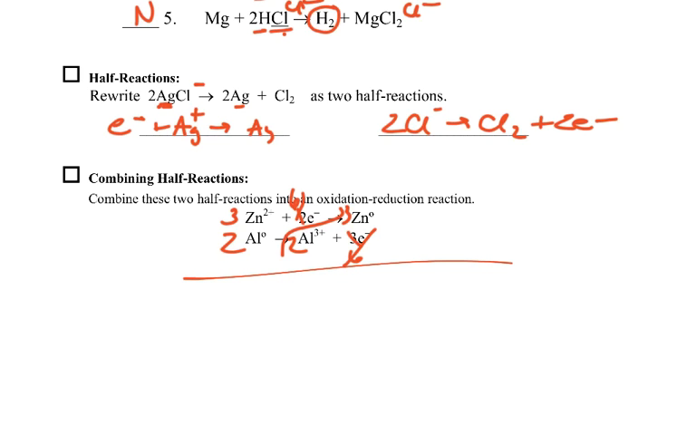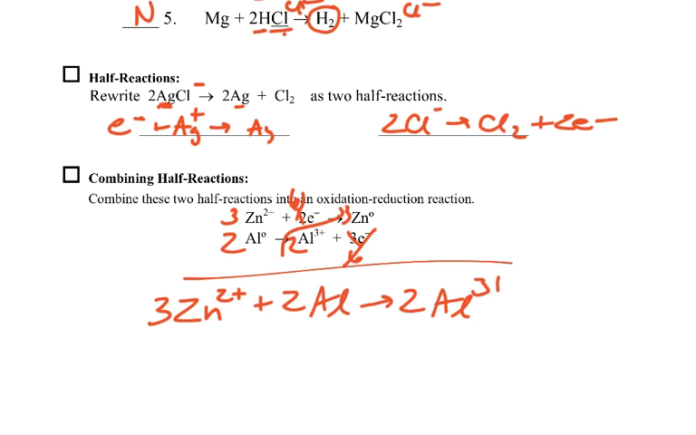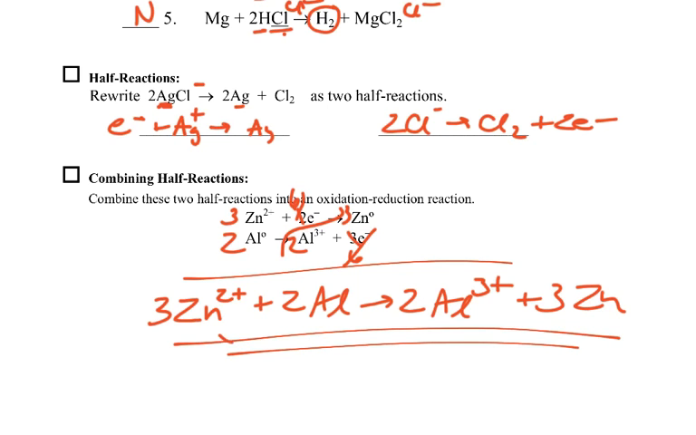So now I just have to clean this up, and I can say 3 zinc 2+ ions plus 2 aluminum metals turn into 2 aluminum ions and 3 zinc metals. So that's the final equation for this. And you can do these in either direction, either one, that's fine. And that is the quick check.